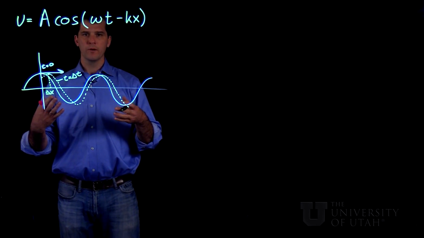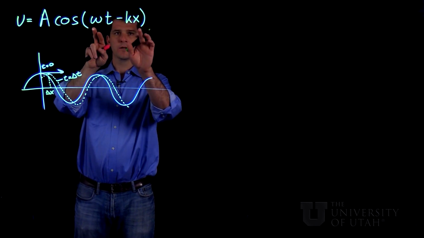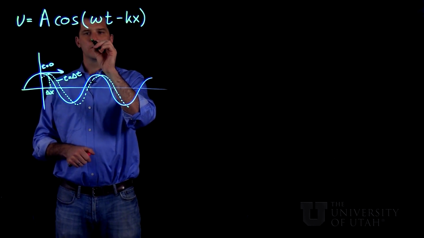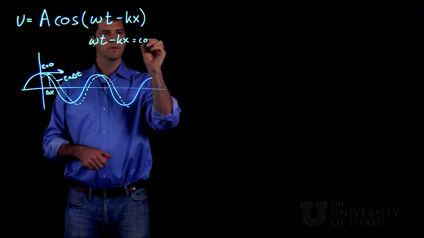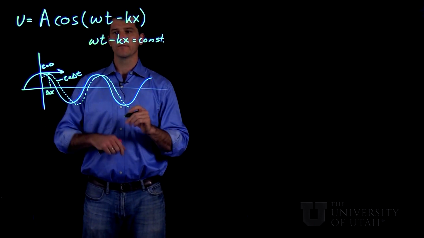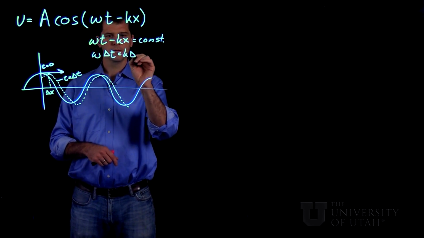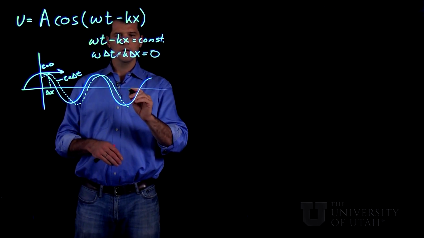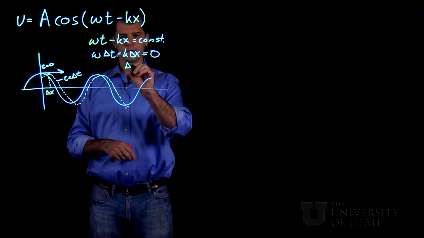So we're going to follow a point of constant phase on this wave. And constant phase means that this argument has a constant value. So if we look at that equation, and then we take the differential of the equation, oops, sorry, that's a minus. We can figure out what's known as the phase velocity from this.